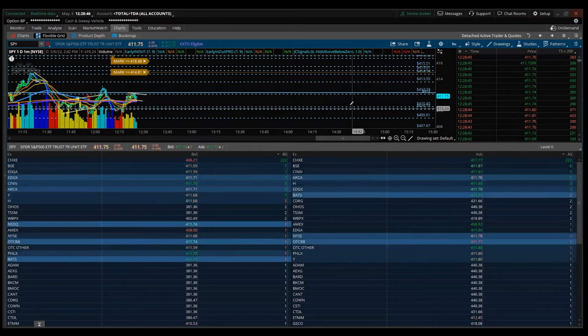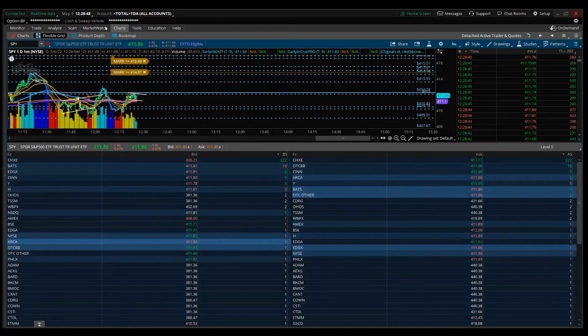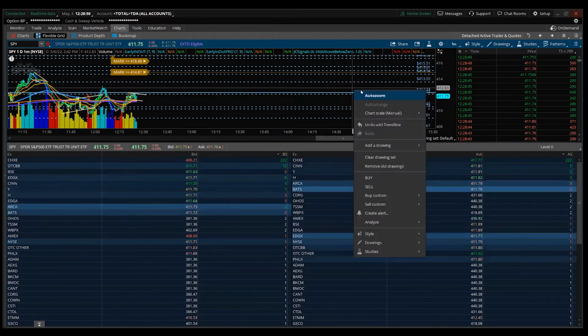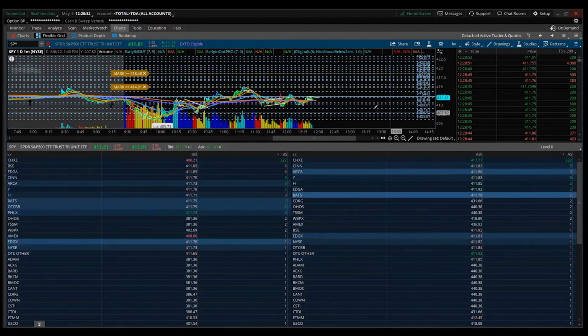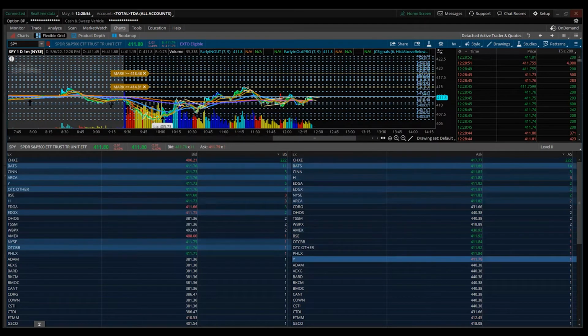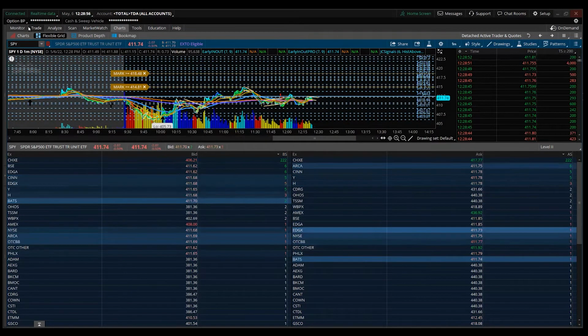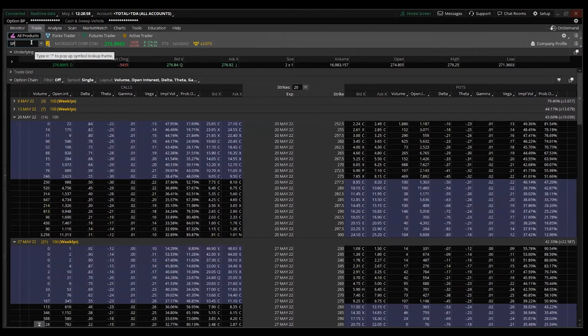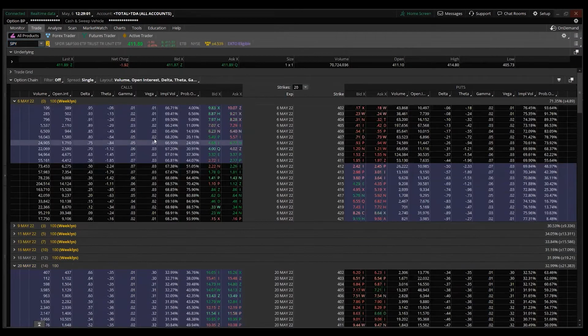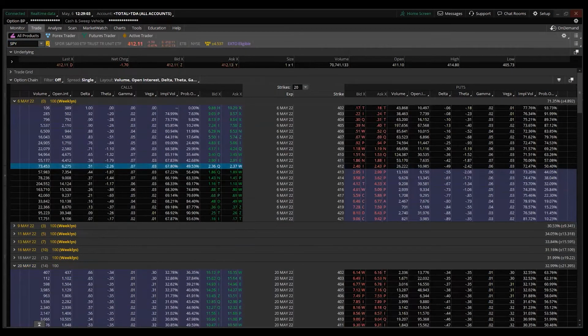Can you show us how you would read it with a SPY option contract? Yeah, absolutely. Good question, actually. One second here. We'll just do this one just for fun. Throw that in my option chain. Okay.